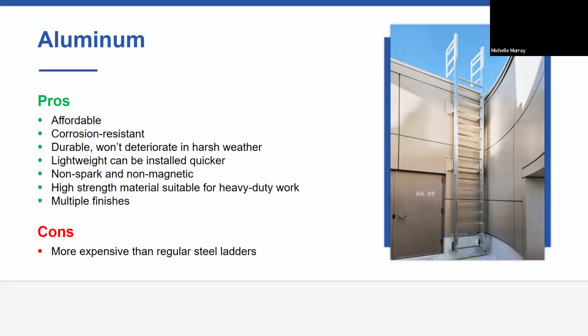Aluminum ladders are very popular in commercial and industrial applications as they're durable, lightweight, and affordable. Moreover, you don't have to worry about maintaining aluminum ladders because they are corrosion resistant. Aluminum is typically more expensive compared to regular steel ladders, but cheaper than stainless steel or galvanized steel ladders.